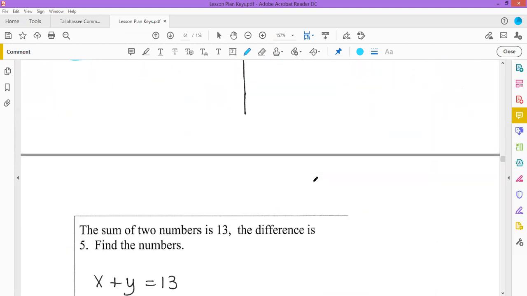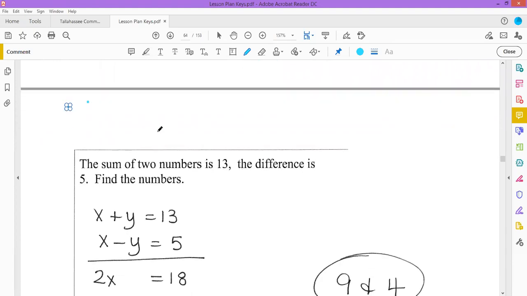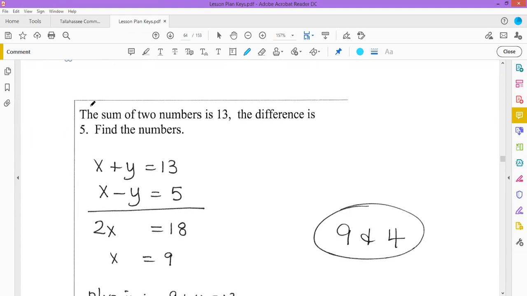We're going to look at a word problem, because some of your problems, you may not have the equation already written for you. You've got to produce your own equation. So in this problem, we see the sum. What does this word sum mean? Remember, that means to add. So the sum of two numbers is 13. We don't know what those numbers are, so we're just going to call them x and y.